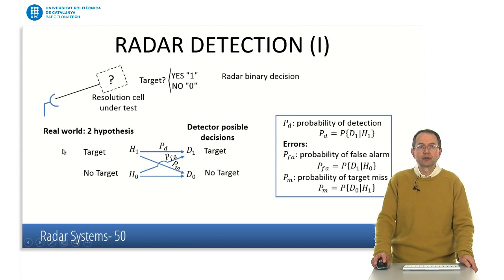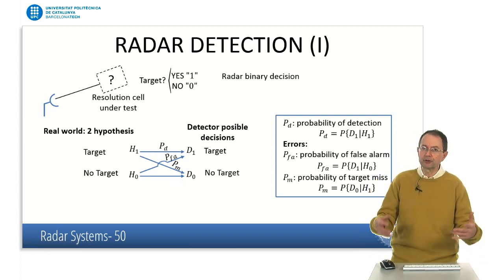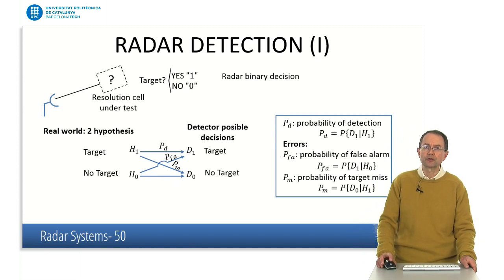So actually, in the real world, we have two possible hypotheses. We can have a target, or we may have no target in a certain position. And the radar has to take a decision. D1 will correspond to indicating we have a target. D0 means the radar decides there's no target. Of course, we would like to be always correct, but sometimes we will have errors because we have to take decisions from observing the echo signals, which are corrupted by noise and so on.